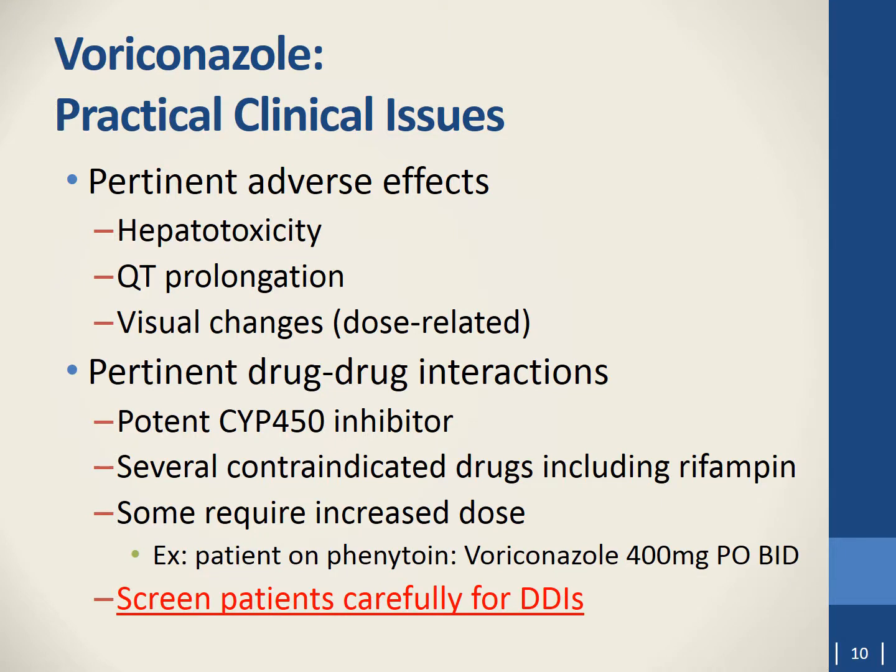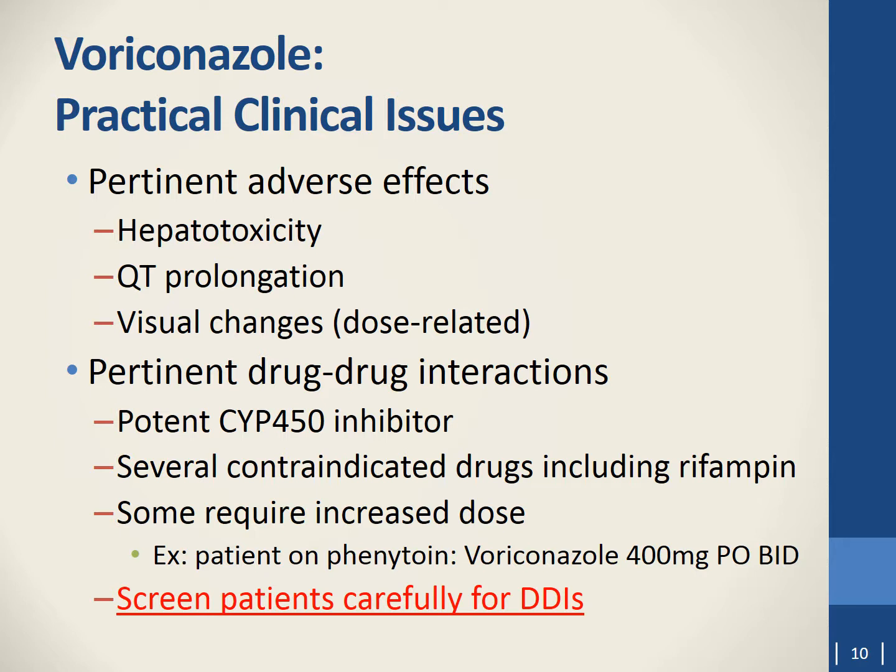It has a few significant pertinent adverse effects that are worth noting. Like the others we've discussed, hepatotoxicity is possible. QT prolongation should be on your radar, again, especially in patients who are on concomitant QT prolonging agents. And we can see patients have some visual changes or complain of visual changes, which can be dose related. Therefore, for patients on prolonged therapy, so for treating an Aspergillus patient, they should be getting baseline eye exams and periodically while on therapy.